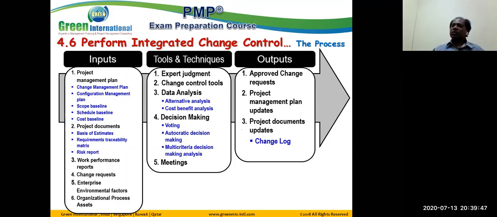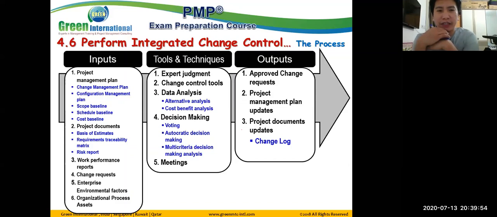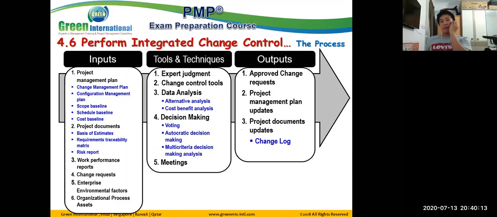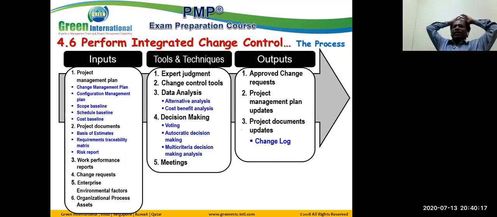It is approved changes. Basically, it's approved or rejected. That's why in the Monitor and Control Project Work process, the change request is not an input. Because the monitoring and control process requests the changes, and they come to this process. All the monitoring and controlling processes, including Monitor and Control Project Work, may propose a change.